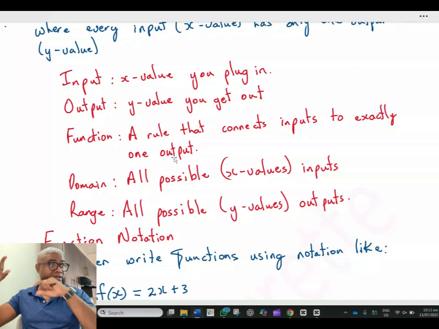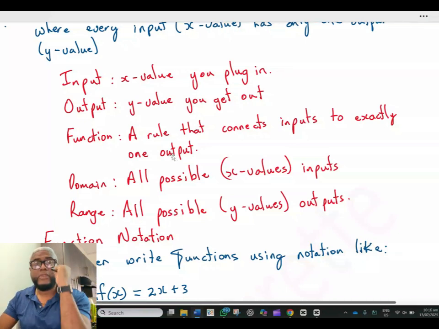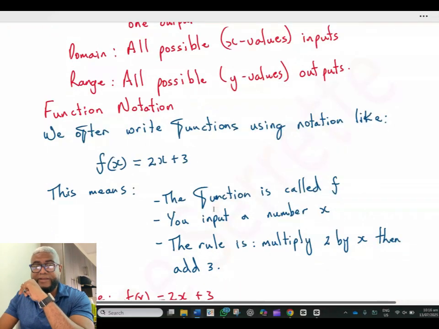It's like a coordinate. You remember what coordinates are? x comma y. Domain, all possible x values. Range, all possible y values.